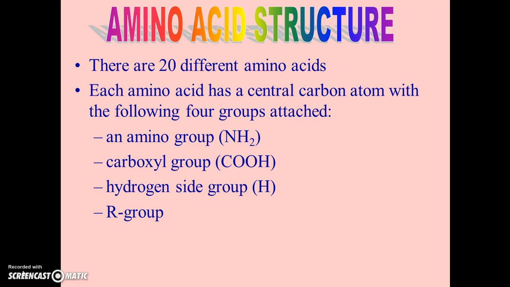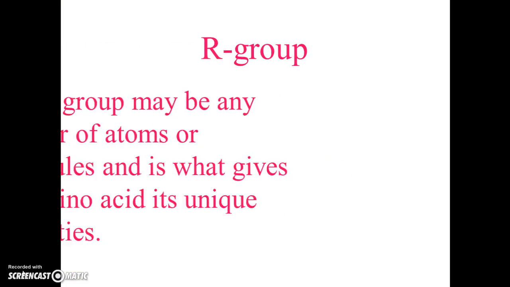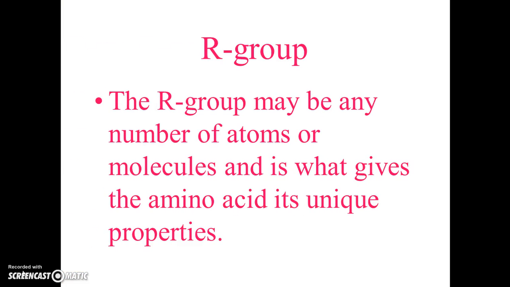And then there is this R group. The R group is any number of atoms or molecules, and it is what gives the amino acid its unique properties. In my class, I say the R stands for random. Different classes say that it stands for different things, but nonetheless, whatever you want to call it, it's an R group.